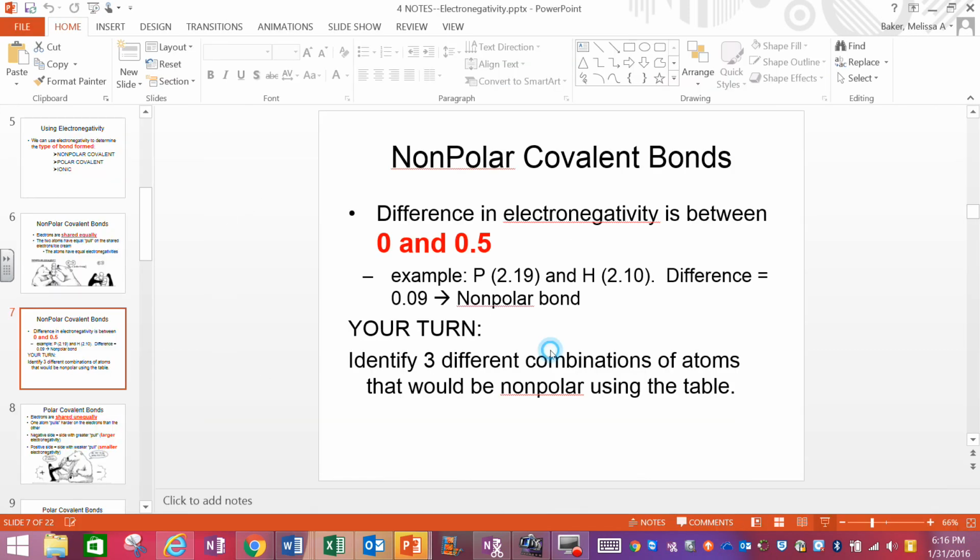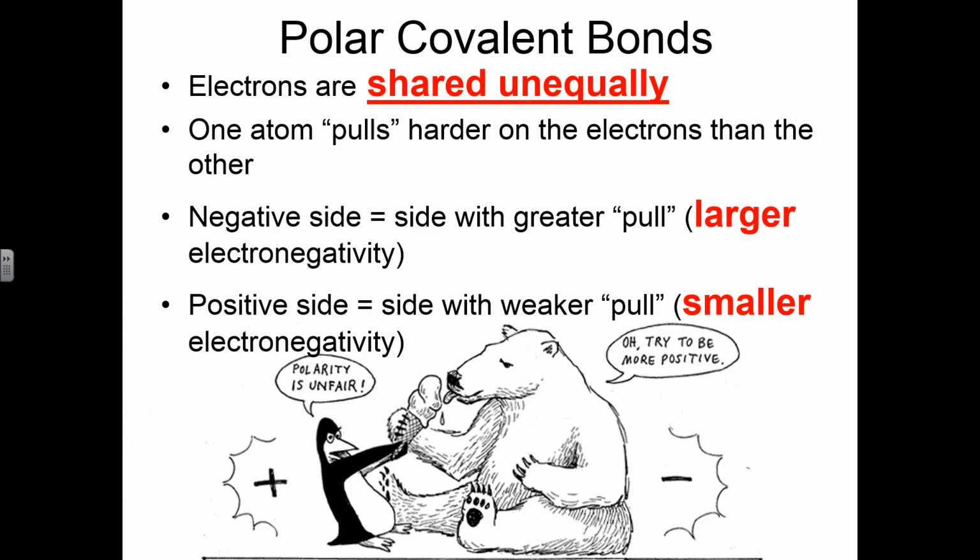All right. How about polar bonds? Now we're talking where the electrons are not shared equally. Check out this picture of the polar bear stealing the ice cream cone from that penguin. The penguin is the weaker nonmetal atom. So the negative side is always going to be the side that has the atom with the larger electronegativity. Because remember, that's the greedy one that wants to steal part of the electron cloud. The other side is always left more positive, so the one with the smaller electronegativity.